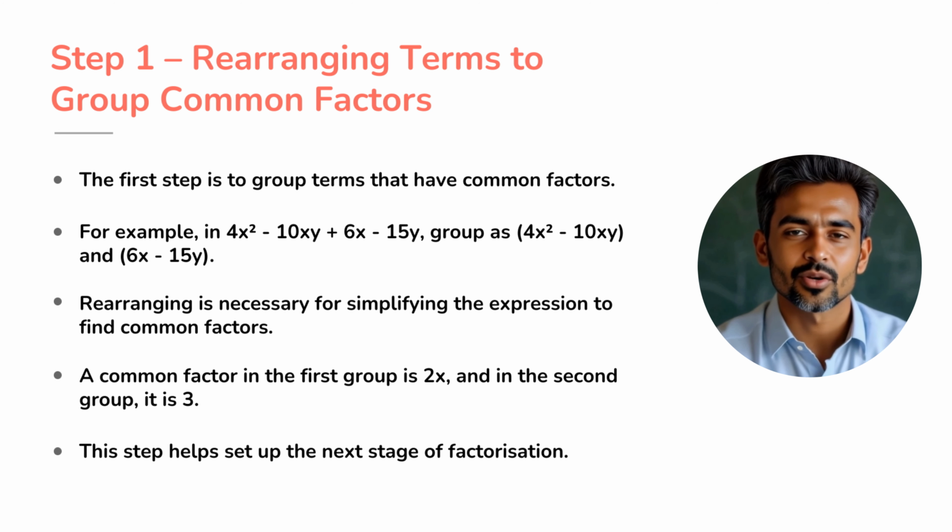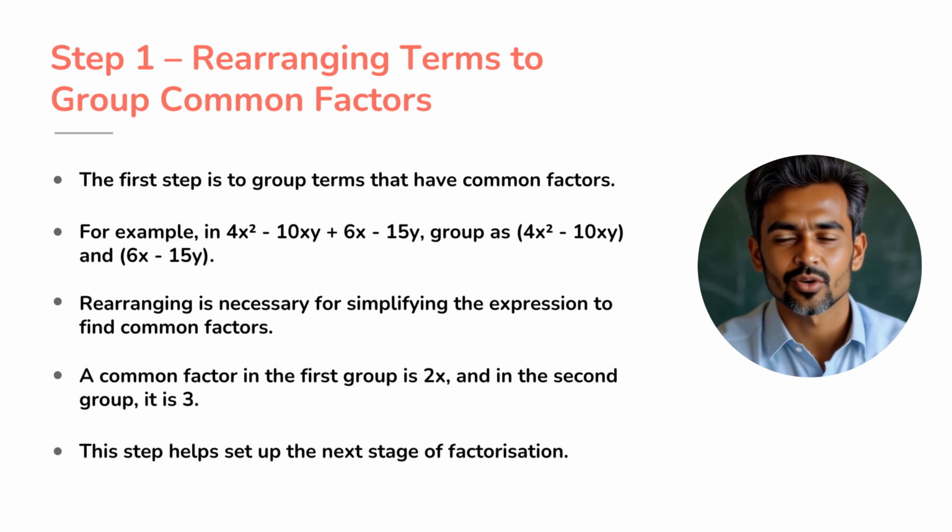We'll see how we can break it down into smaller parts, identify common factors, and simplify the expression. Alright, let's move on to the first step. The key here is to rearrange the terms in such a way that we can group those that share common factors. Let's take our example, 4x squared minus 10xy plus 6x minus 15y. We'll group the terms as (4x squared minus 10xy) plus (6x minus 15y). Notice that in the first group, both terms have a common factor of 2x, while in the second group, both terms have a common factor of 3. Rearranging the terms like this helps us identify the common factors more easily. So far, we've grouped the terms into two pairs.